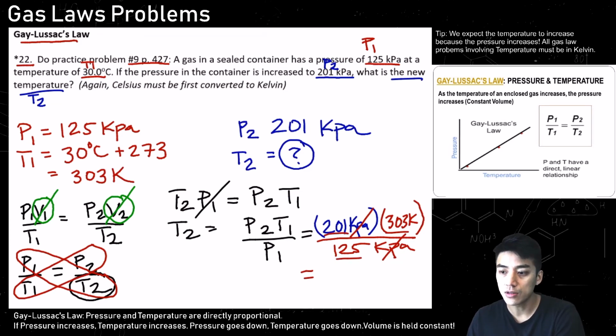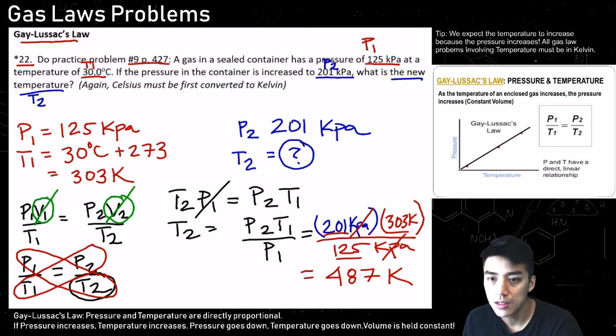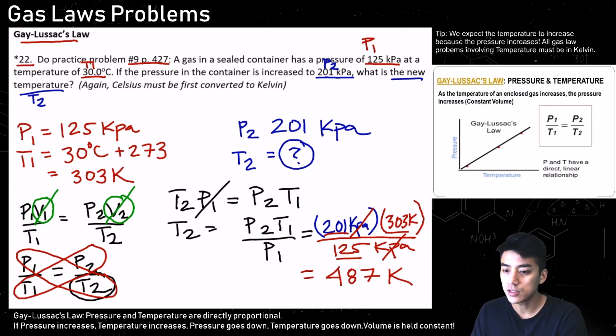So figure out this expression on the calculator. Okay, 201 times 303 divided by 125. And we're going to get 487 Kelvin. So this one didn't specify Celsius, so I guess you don't have to change it. You can just leave it as 487 Kelvin.